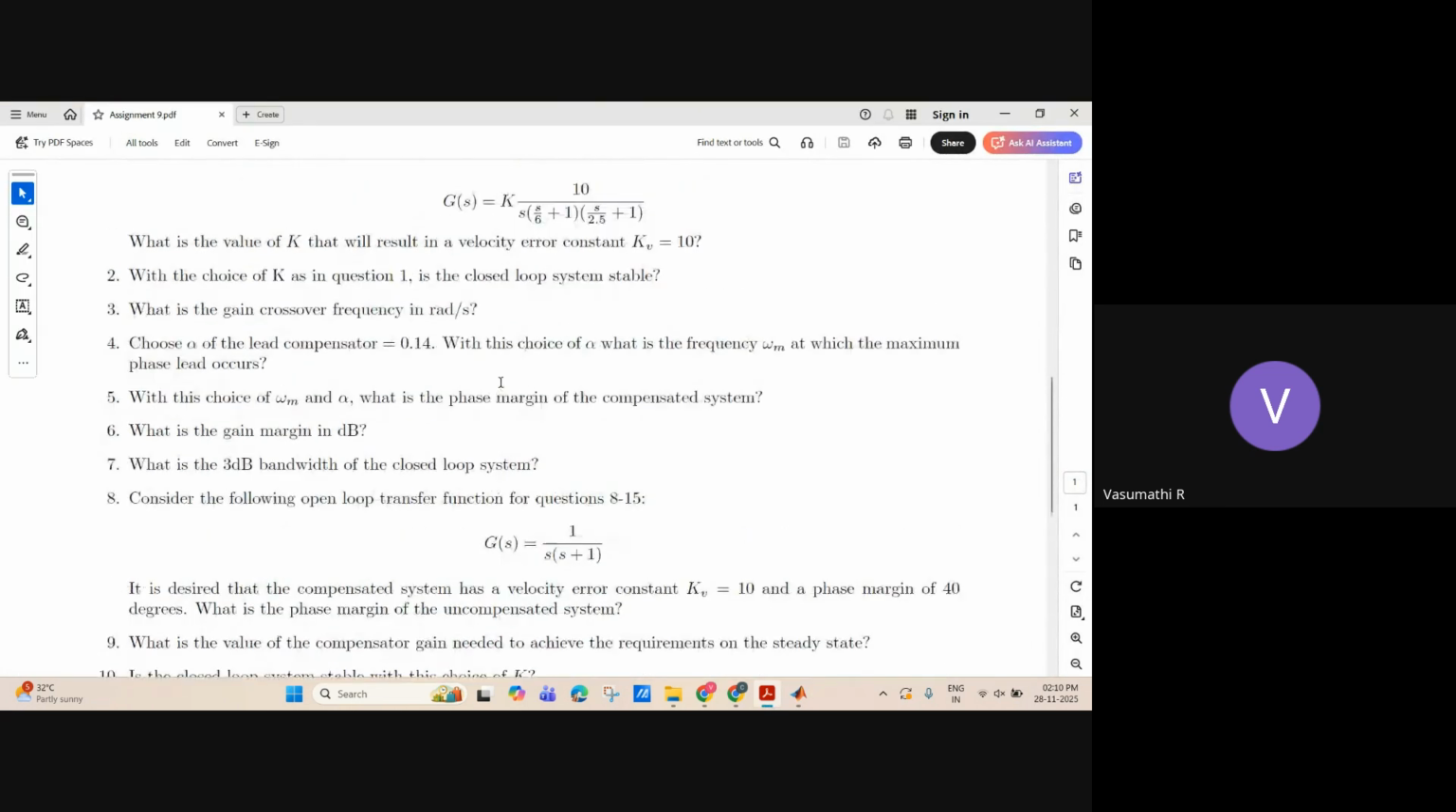Different rate compensator with also alpha. What is the maximum frequency? It is the phase read upwards.